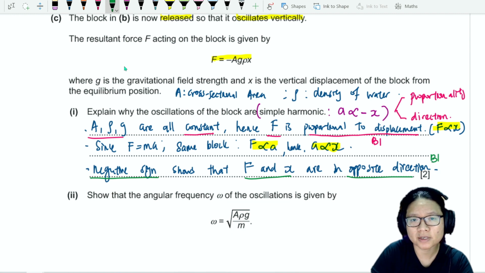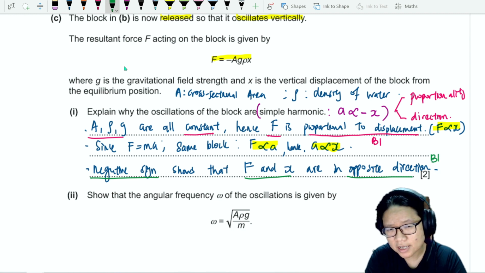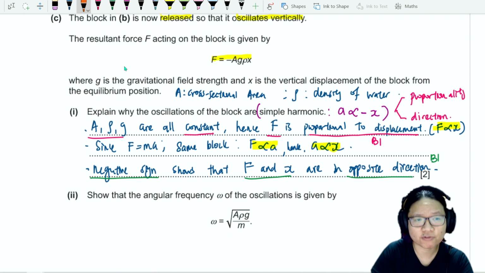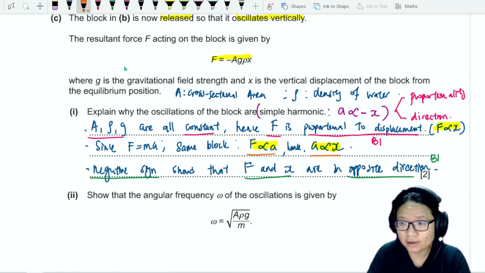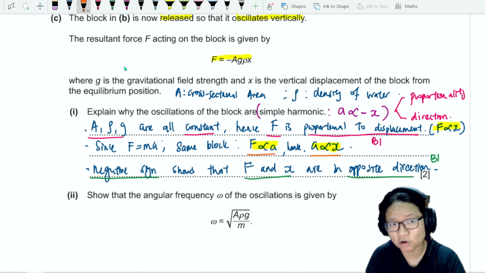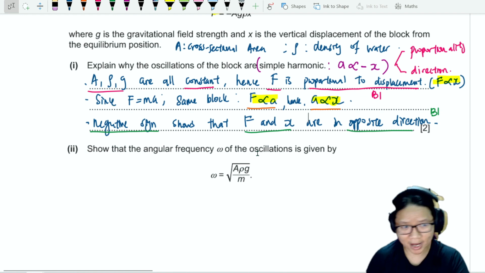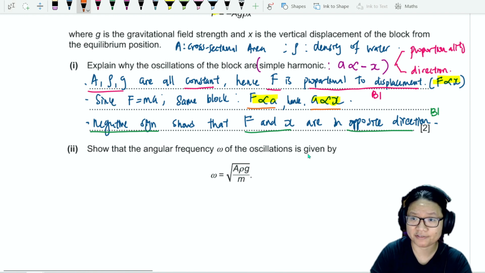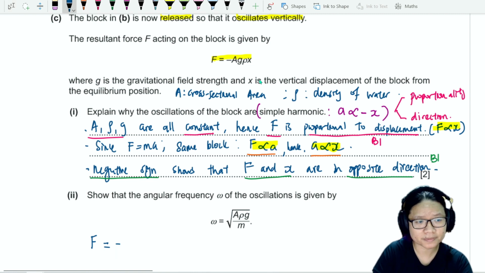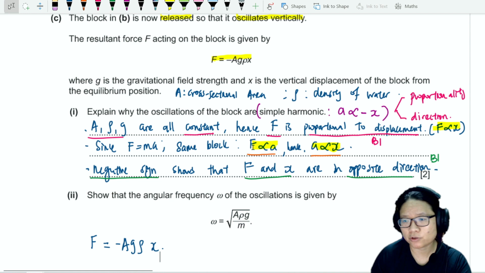In this case, the mark scheme didn't emphasize that you need to show that force is proportional to acceleration and acceleration is proportional to x. It's a given, but if you write this, it's okay. It actually shows a better understanding of how these things are linked. That's part 1. Part 2. Show that the angular frequency omega of the oscillation is given by this equation. We have the equation F = -A g rho x, and now we are going to substitute.